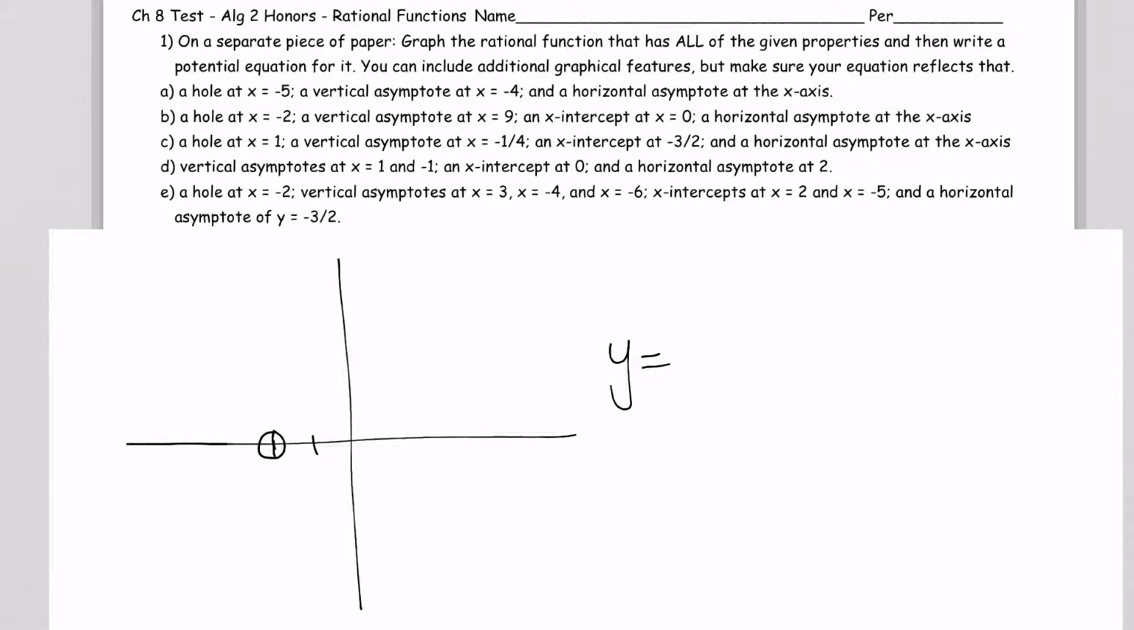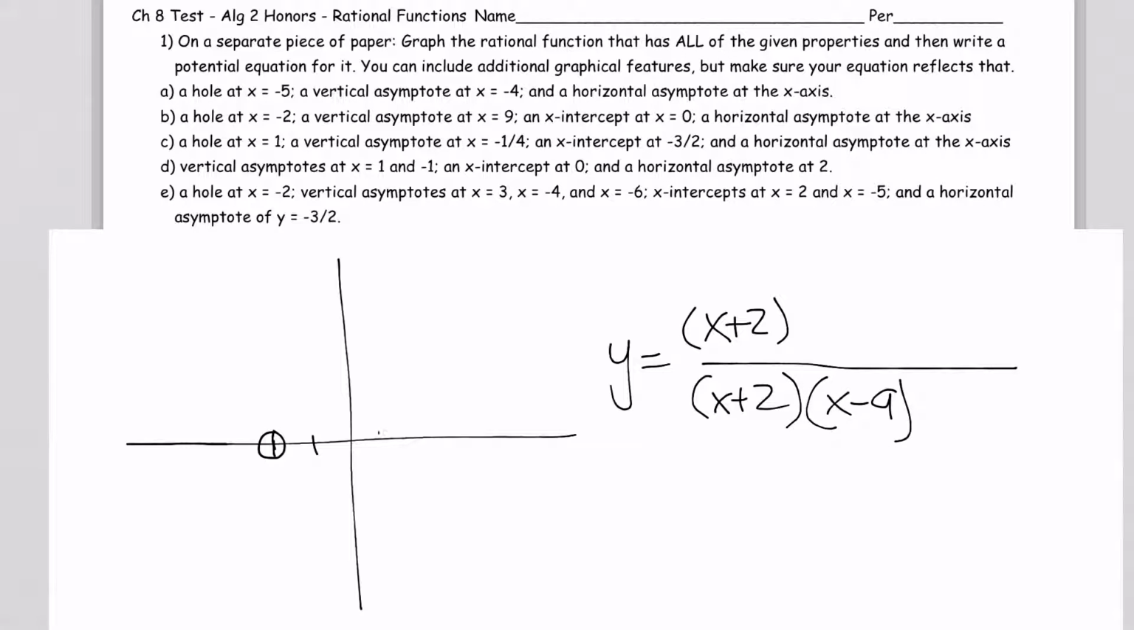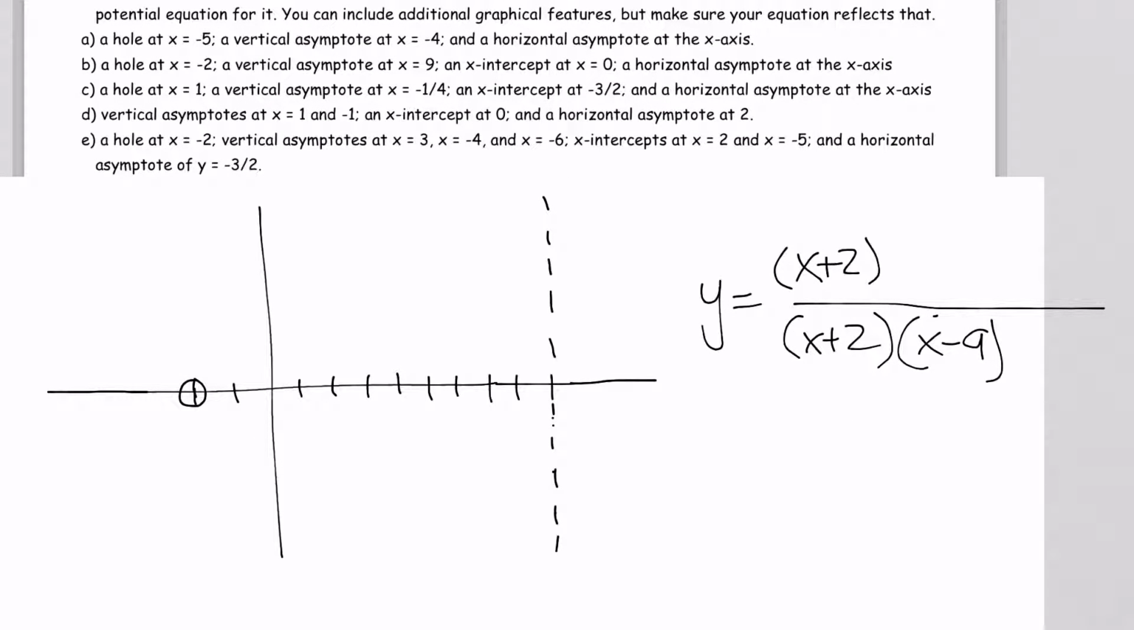Y equals, if there's a hole, again, we need to have that factor in the numerator and in the denominator as well. So if that hole is at -2, we need an x plus 2 in the top and bottom. We want a vertical asymptote at x equals +9, which means we need a factor of x minus 9 in the bottom. So 1, 2, 3, 4, 5, 6, 7, 8, 9. And let's sketch that in. So we currently have something that looks like this.